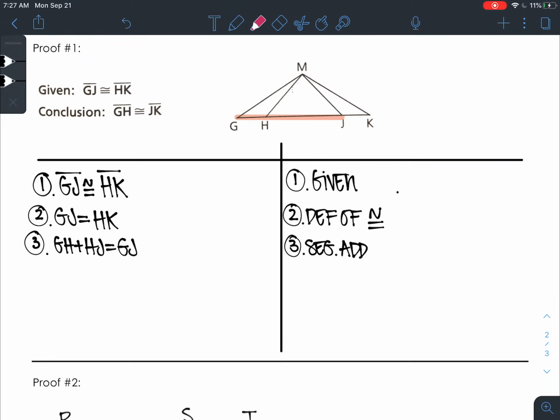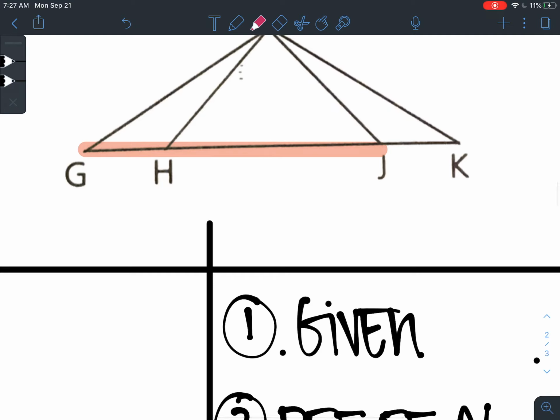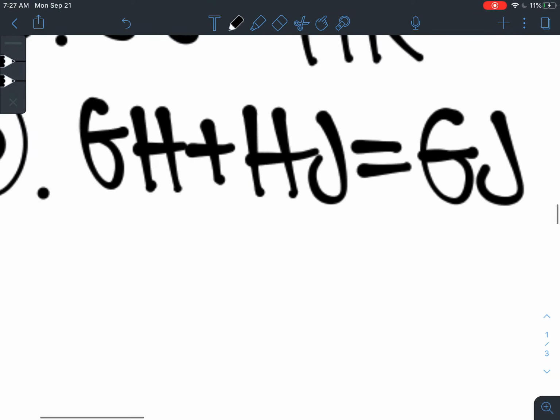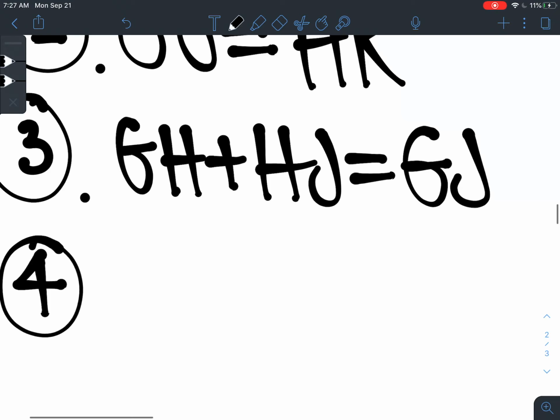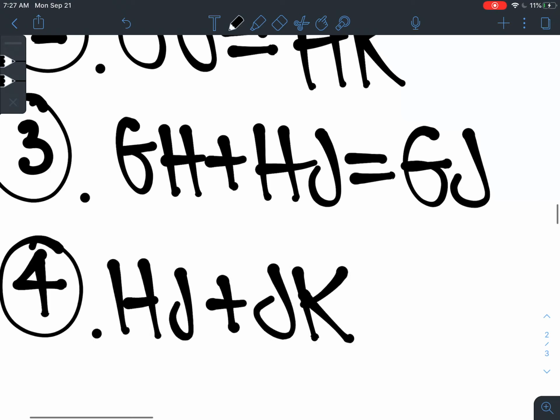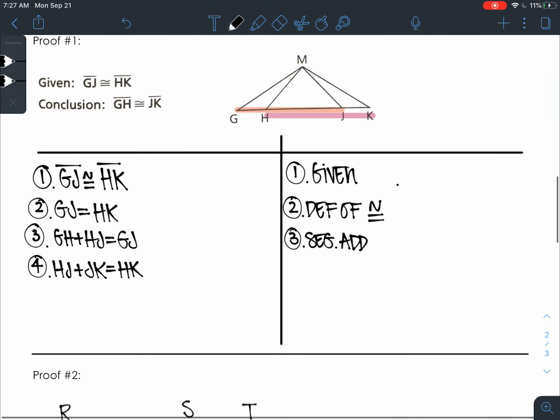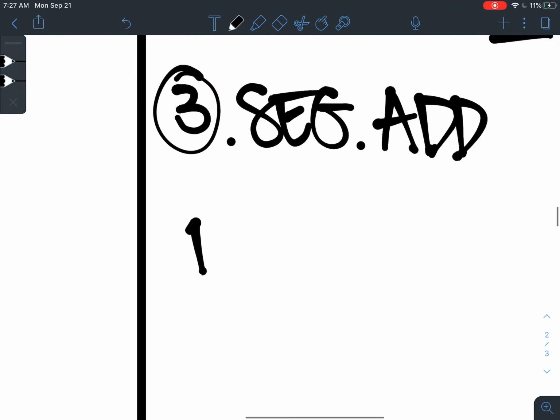And again, that's not super helpful, but now let's take a look at, can we also write it for HK? We can, all right? We could do HJ plus JK is equal to the full length of HK. All right, so our step 4 is HJ plus JK equals HK. And that is also through segment addition.